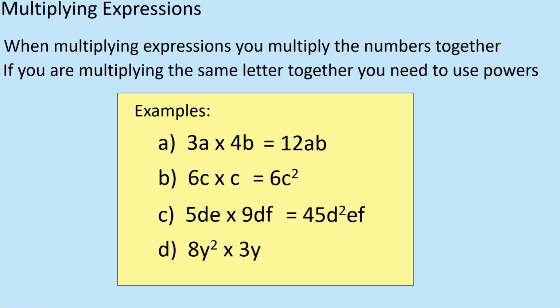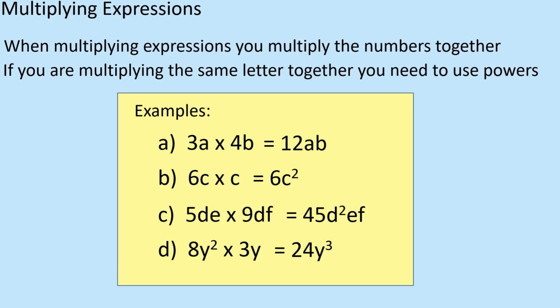Right, what about this last one then? So 8y squared times 3y. So 8 times 3, let's do the numbers first, is going to be 24. And then we're looking at y squared times y. Well, I've got 2 y's here and another y there, so it's going to be y cubed. So it's 24y cubed. All right, and there you go. So that's all you need to do when multiplying.